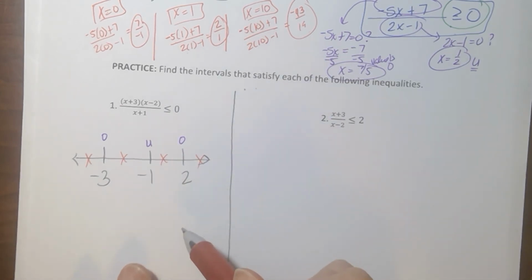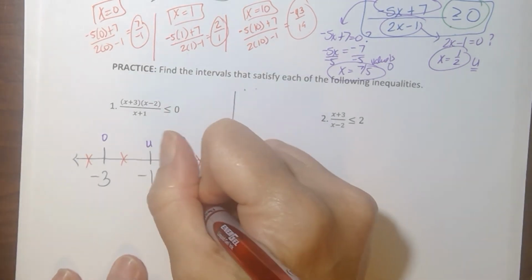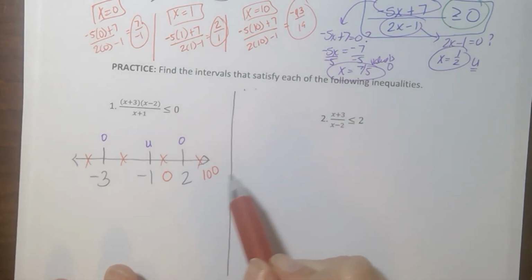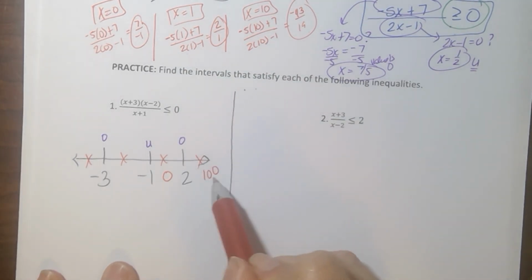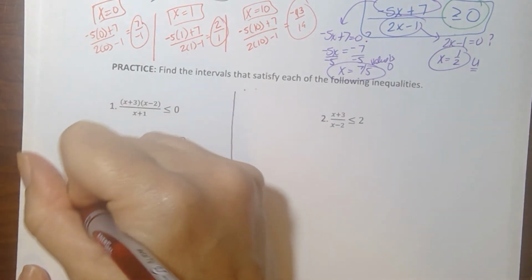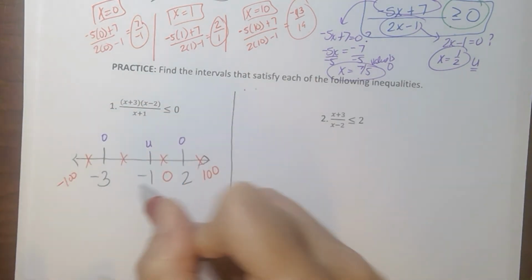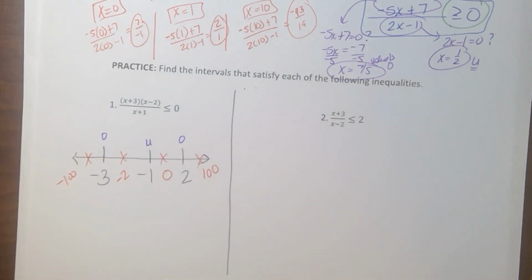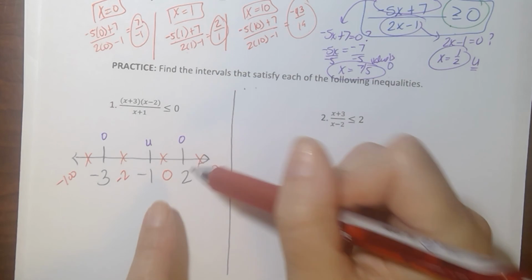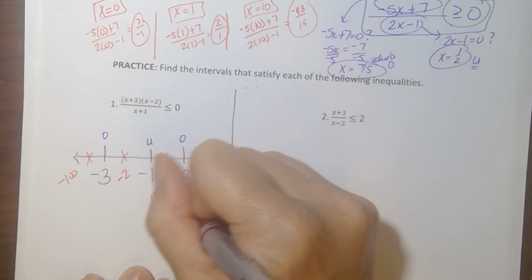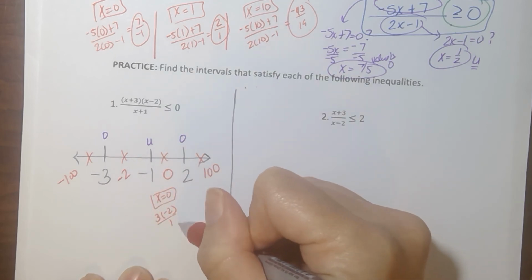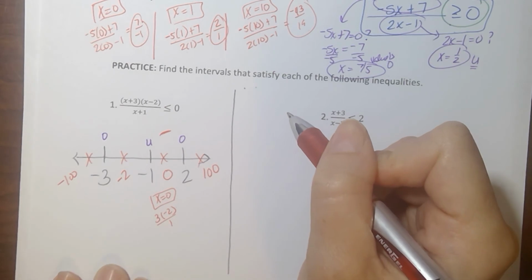I just need to pick test point values for each of these intervals. 0 would go here, 100 or a 10 or a 5 or something positive bigger than 2 goes at this end. Something negative past -3 goes at this end. And then a nice integer between -1 and -3, -2 will be an easy value to test. When I check my test points, for example, if x is 0, I would have 3 times -2 over 1. That gives me a negative over a positive, so all of those values will be negative.